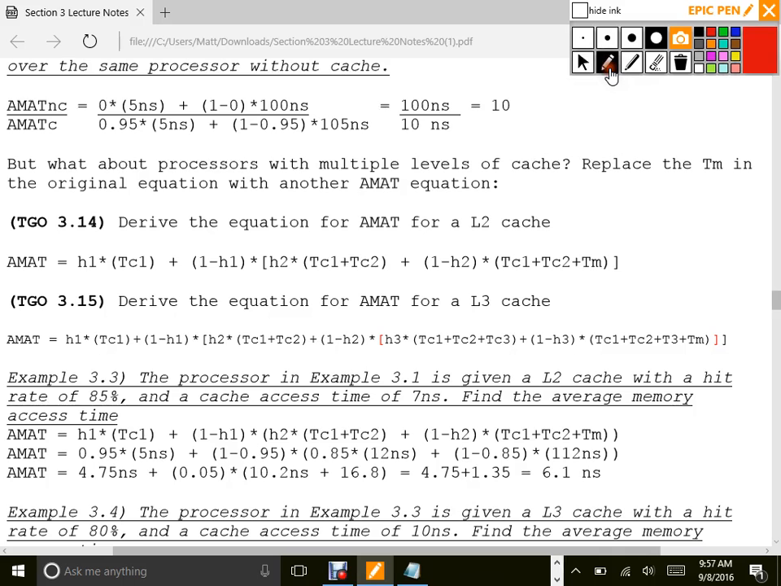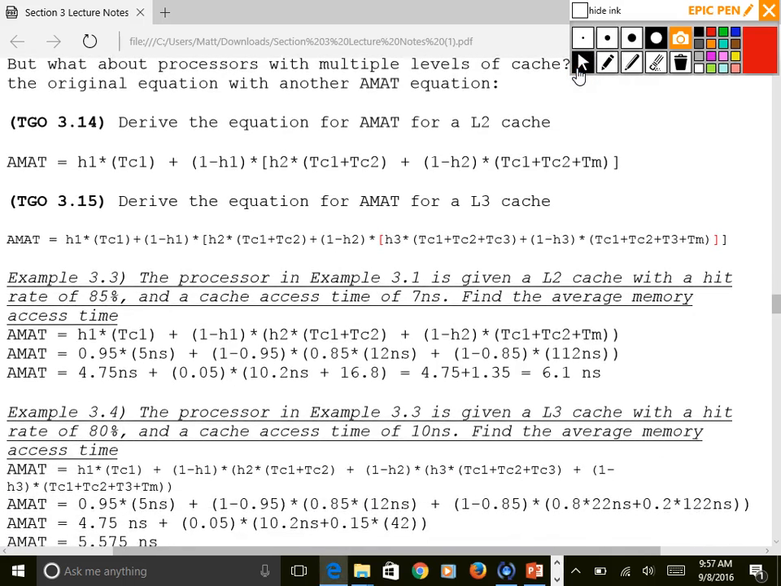So again, we plug in our equations. We use our level 2 cache here because the processor in example 3.1 is given a level 2 cache with a hit rate of 85%. As we're starting to see, the hit rates for the levels of cache are going to go down and our access time is going to go up. And we plug in the equation here. We have the 0.95, 0.85 times 12 nanoseconds. Where do we come up with 12 nanoseconds? 7 plus 5, very good.